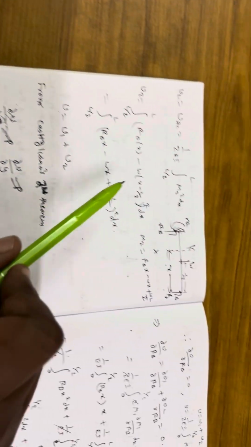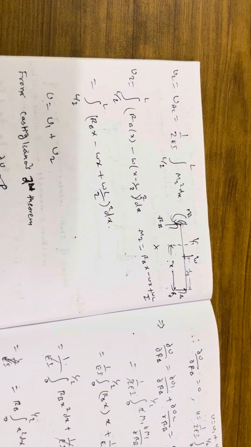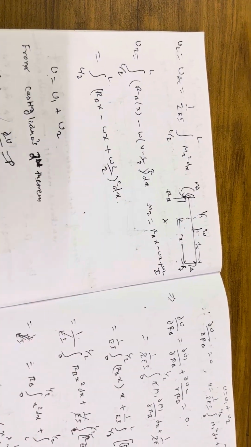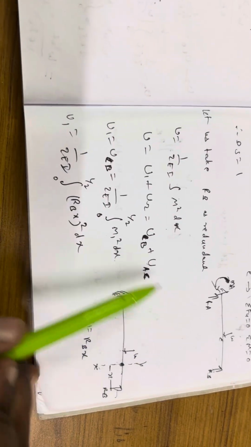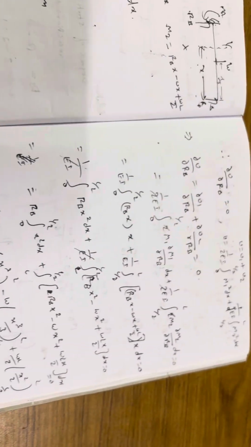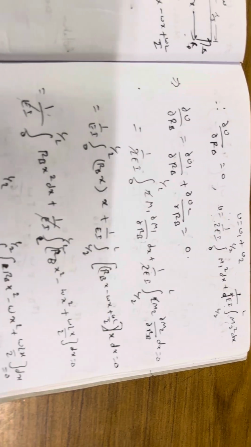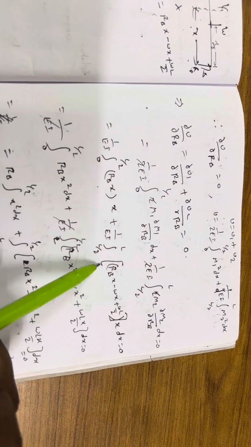What is m1 here? m1 we have already calculated, and this is m2. This m1 is RB into x. So these values we have to substitute here. If we substitute here, we will get this one, m2.